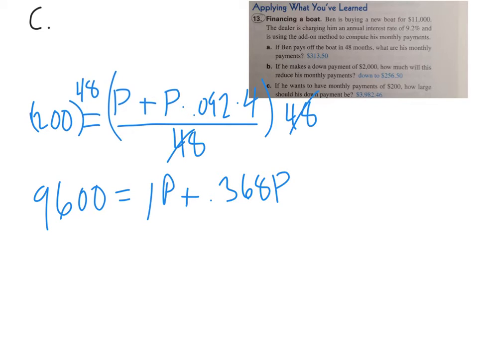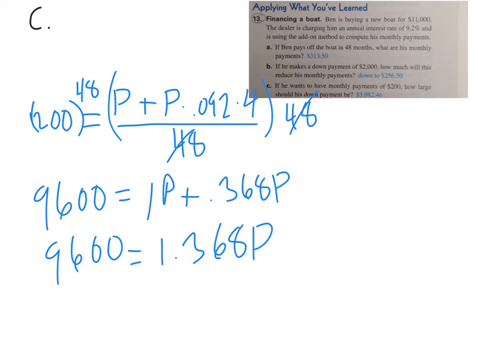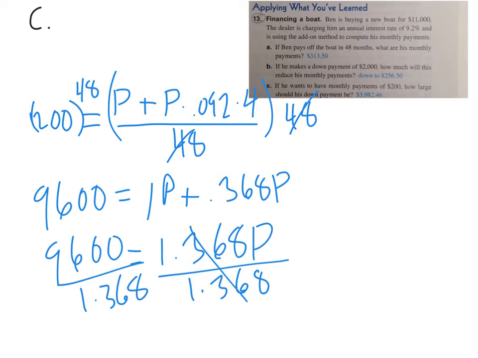And I'm writing it this way just so you see that we have two P's here, right? We have 1P and 0.368 P. If you put that all together, you quite literally get 1.368 P, right? 1 plus 0.368 is just 1.368. And then if you want to solve this for P, you divide by that number. Those numbers cancel out, and we get P is about equal to, I got 7,017.54.